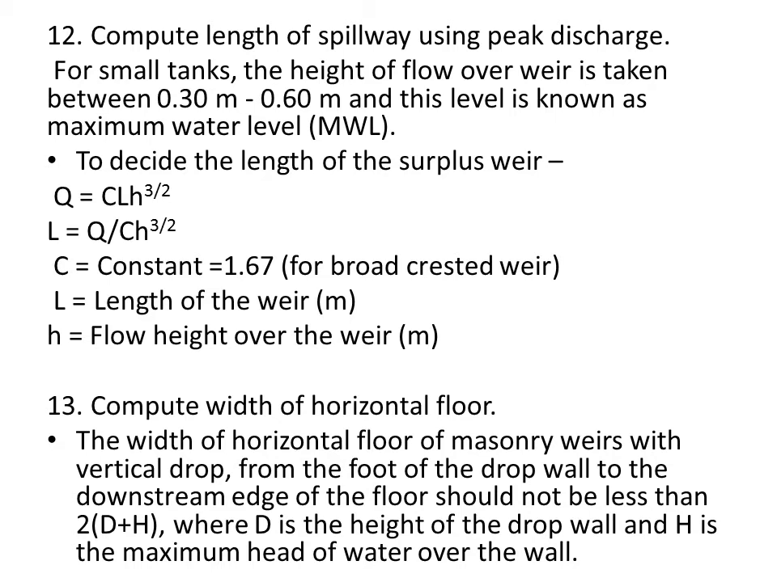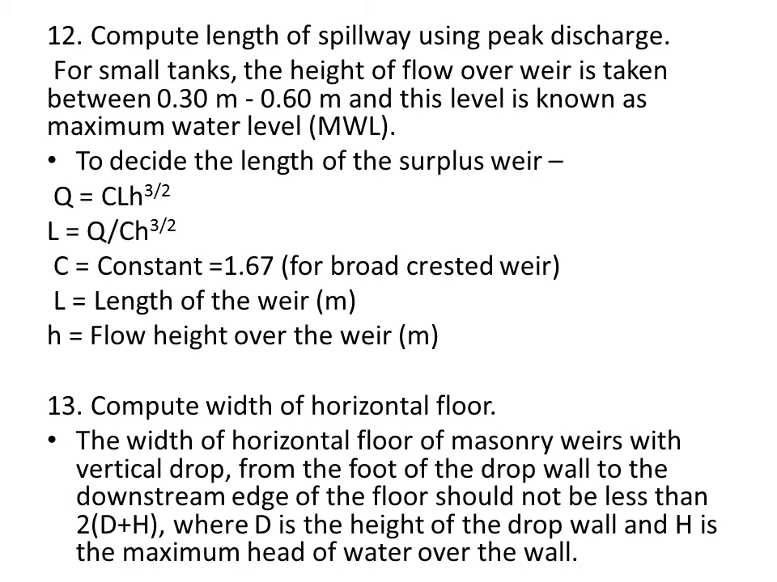To decide the length of the surplus weir, we have to use the formula Q equal to C into L into S to the power 3 by 2. That means L equal to Q divided by C into S to the power 3 by 2, where C is a constant which is equal to 1.67 for broad crested weirs. L is the length of the weir in meter. H is the flow height over the weir in meter.